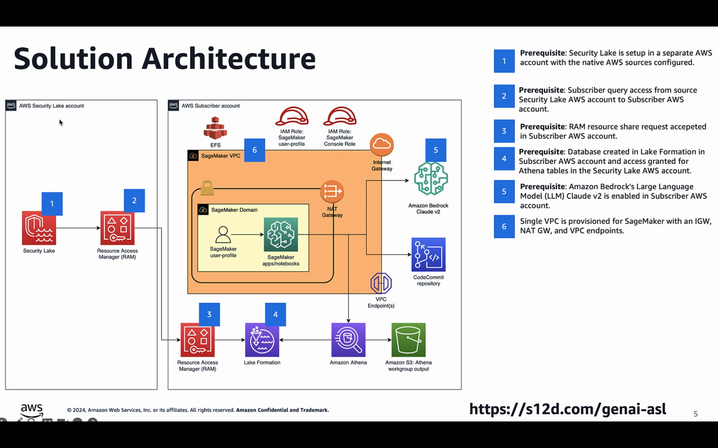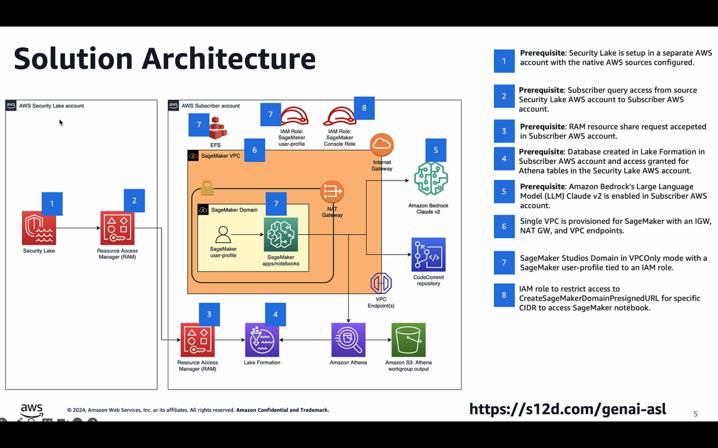So we're creating a SageMaker VPC, a dedicated VPC that has an internet gateway with a NAT gateway and VPC endpoints for the AWS services that it interacts with. From there, we are deploying a SageMaker domain in VPC only mode with a single user profile and an IAM role associated. We also have an IAM role to restrict access to create the pre-signed URL, which allows you to interact if you're going into the console, getting to the actual SageMaker notebook.